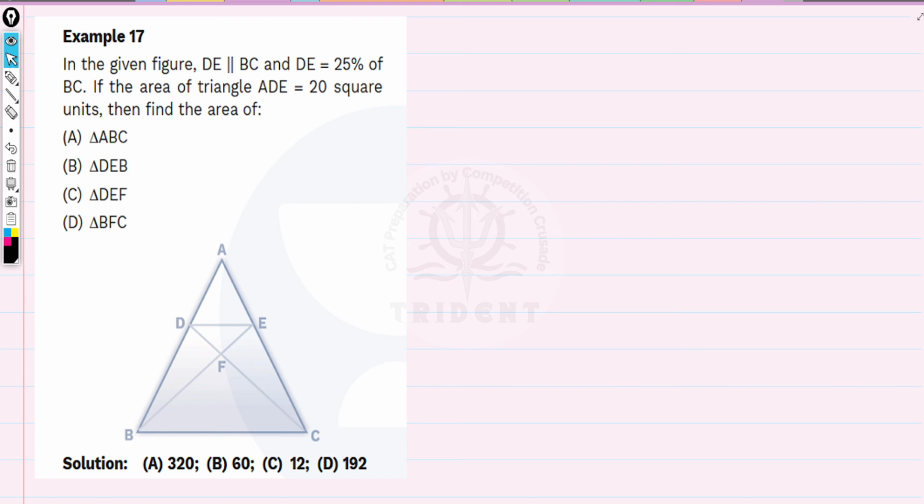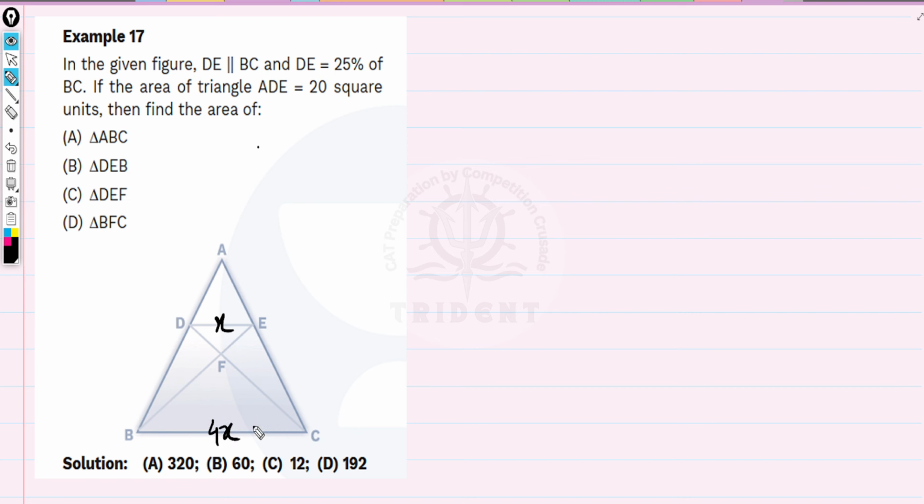In this session, we are going to discuss a very interesting question from geometry. This question is going to teach you, or let's say make you understand, many properties of triangles. The question says that in the given figure DE is parallel to BC, and DE is 25% of BC. That effectively means that if DE is X or Y, then BC would be either 4X or 4Y.